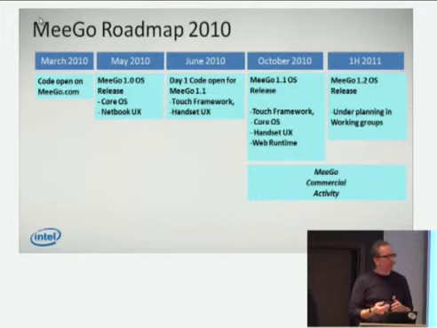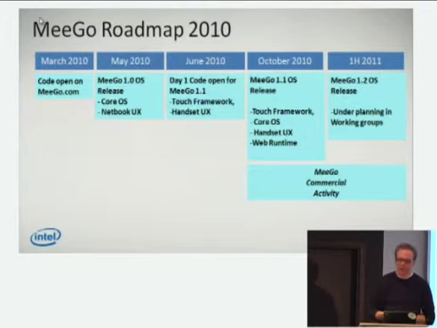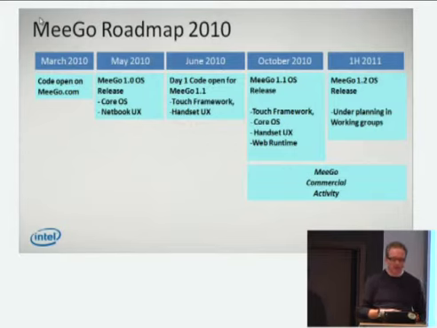We have roughly a 6-month release cadence, so next spring, I expect the next version, MeeGo 1.2. The content and the exact new features are still under planning in the working groups. Again, this is an open source project, so a lot of people are involved, and everyone is invited to participate.